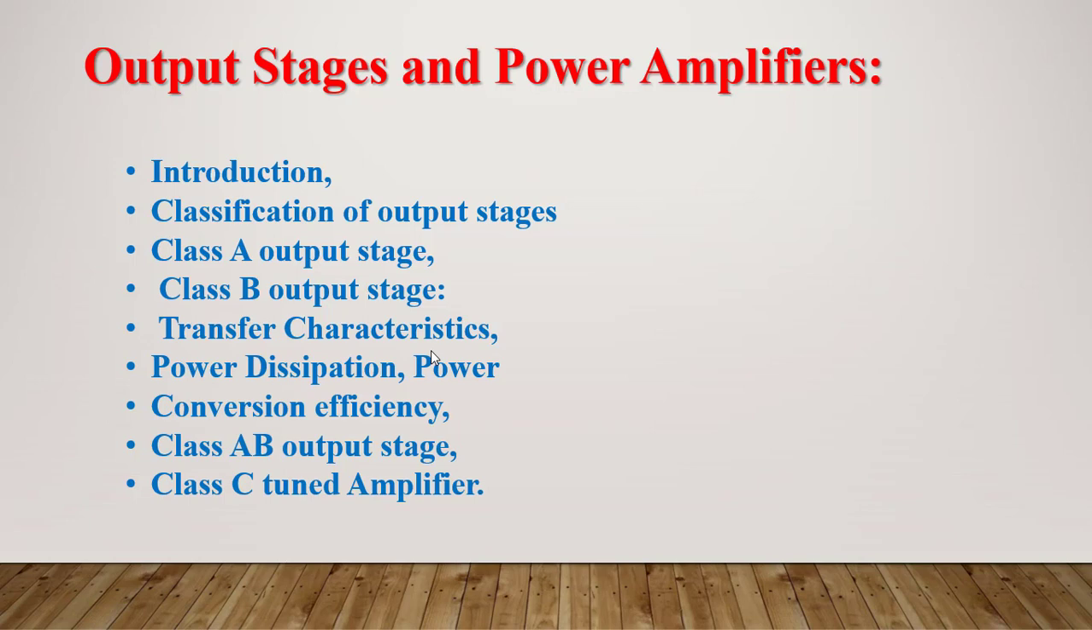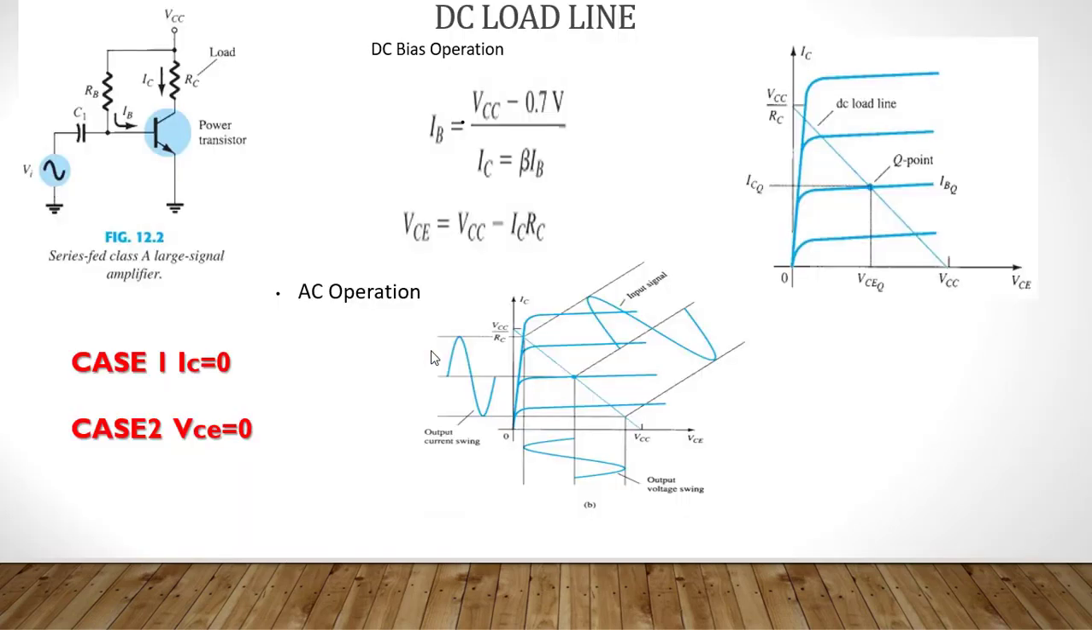Now, what does power amplifier mean? A power amplifier amplifies the power of the signal. Everyone knows what power is: P is equal to V into I. So we take the product of voltage and current, and that is what we are amplifying. It is mainly useful for audio signals. Now, to design this we require the load line concept.